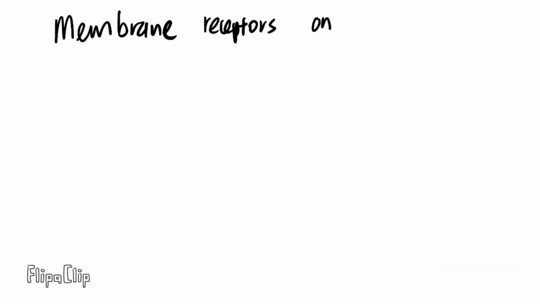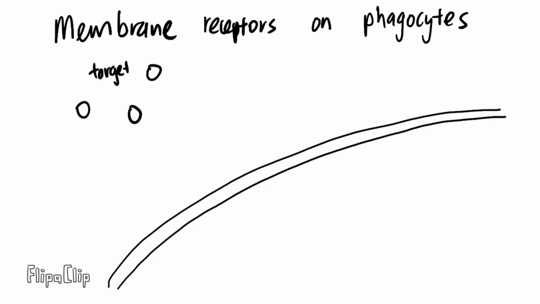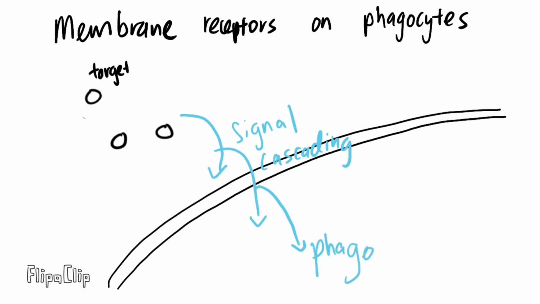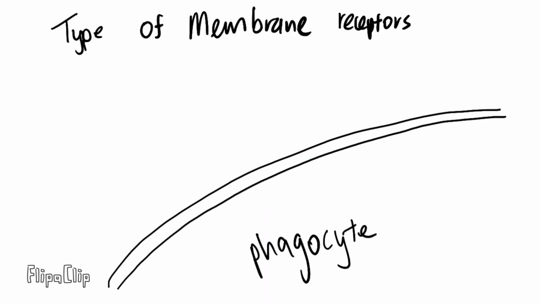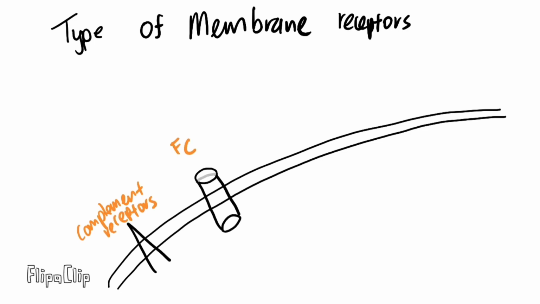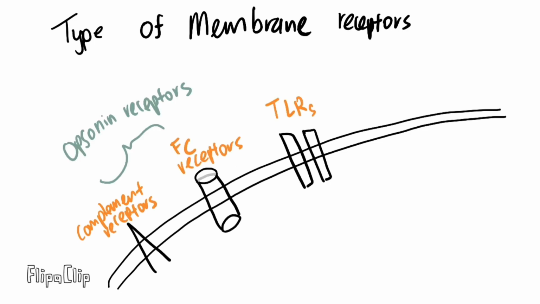Receptors on the plasma membrane will distinguish a particle as a target, and then initiate a signaling cascade that promotes phagocytosis. There are many types of receptors on a single phagocyte. There are complement receptors, Fc receptors, TLRs, and lectins.